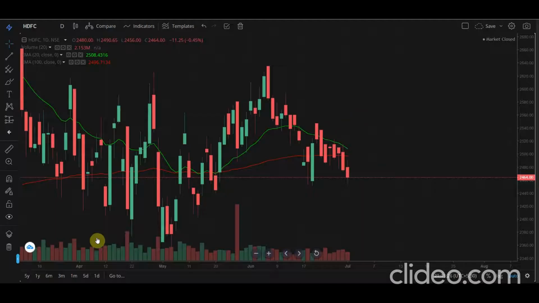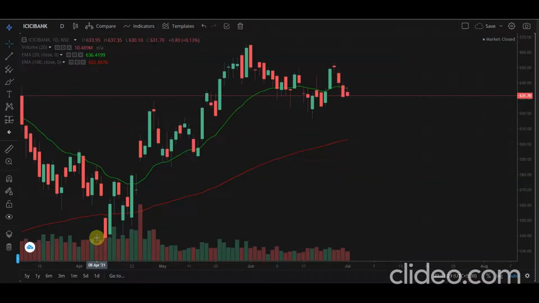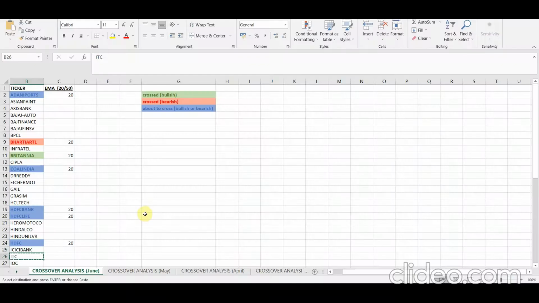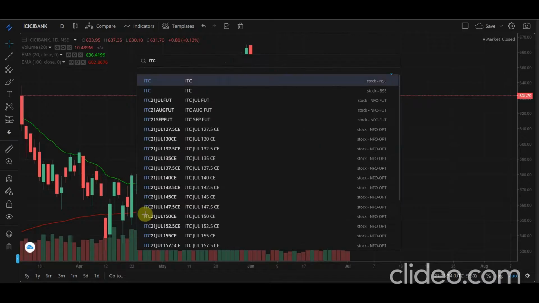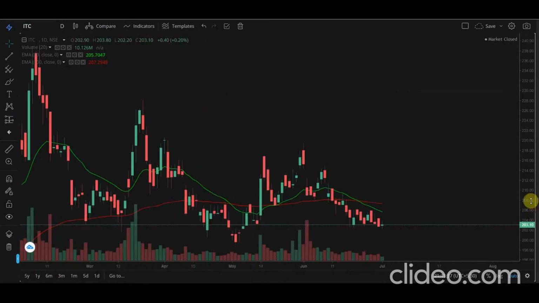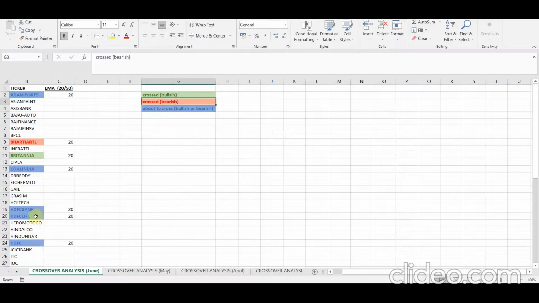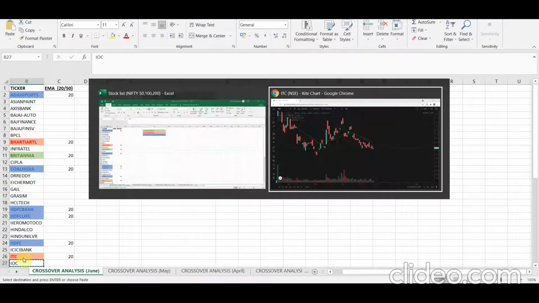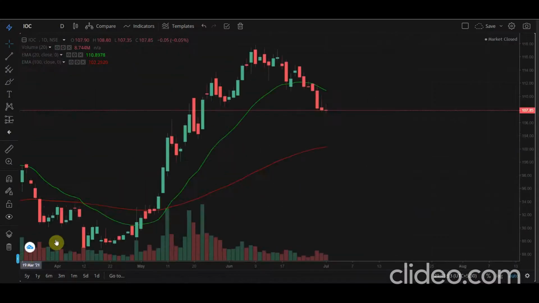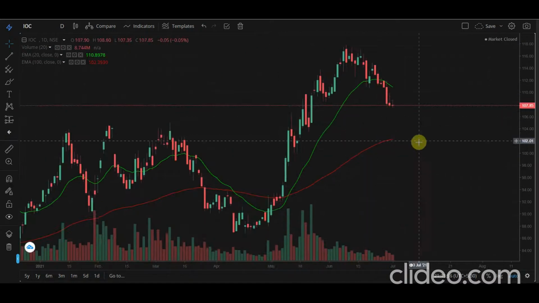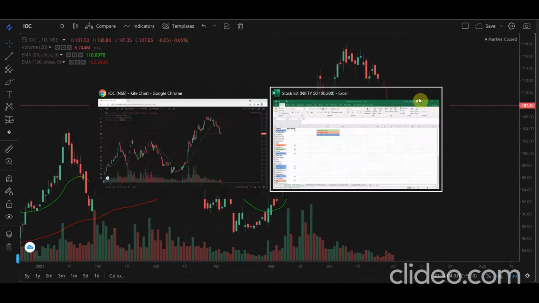Next is ICICI Bank, too far away. Next is ITC. ITC has been a very boring stock. There was a bearish crossover on 23rd of June, so I'll mark this stock as red. Next is Indian Oil. The gap is too wide. There might be a crossover, I think, maybe in 17 or 18 days, or it might reverse from here once again. We don't know. We have to look at it.